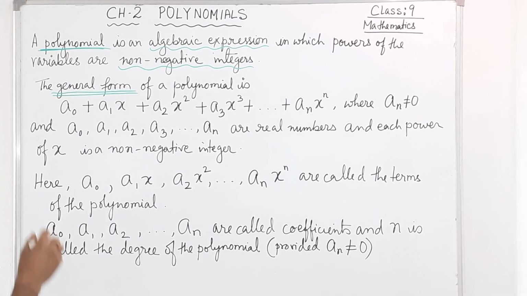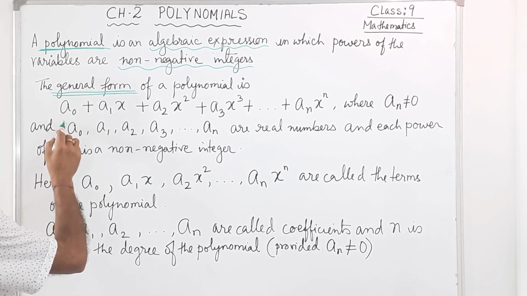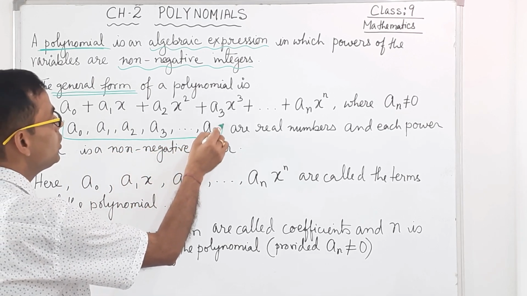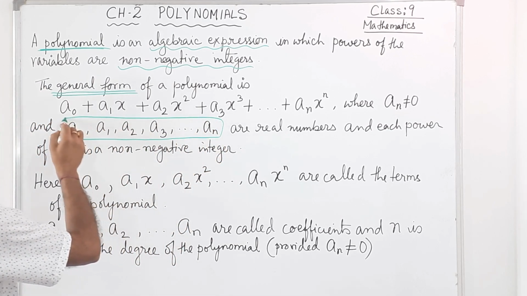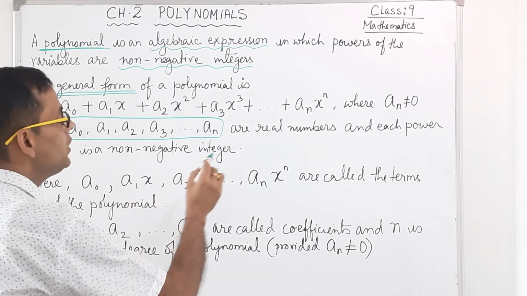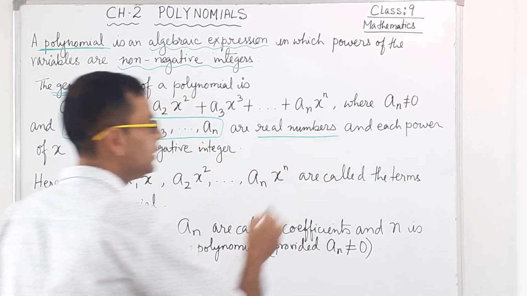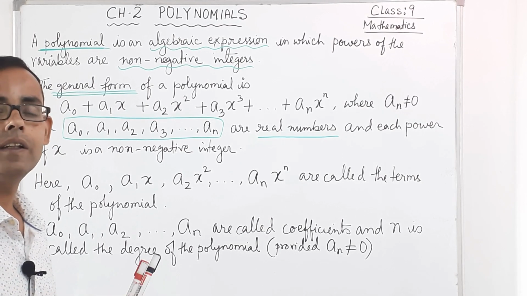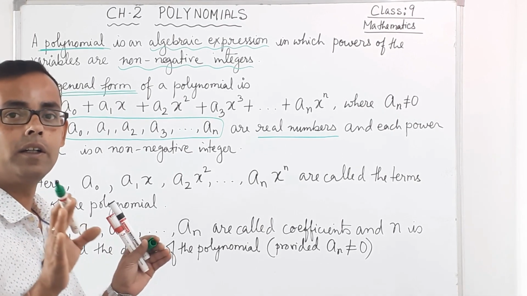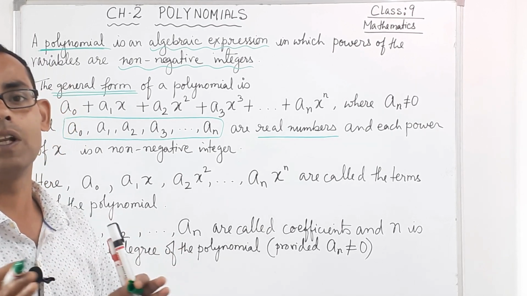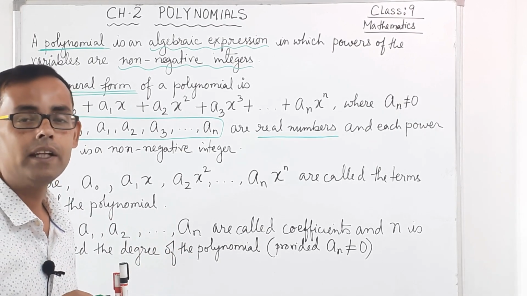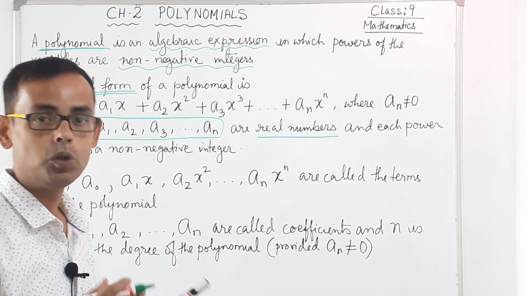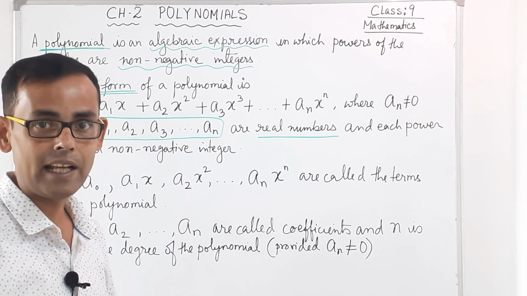Now, what are these things? a0, a1, a2, a3, ..., an. What are these ones? These are real numbers. Now, you will be thinking, sir, what are real numbers? Real numbers are both. You can take the rational numbers as well as the irrational numbers. Irrational numbers means like pi, √3. So, these are irrational numbers.